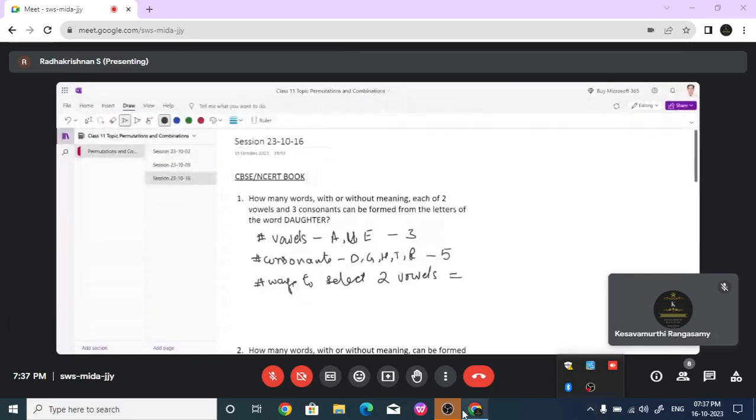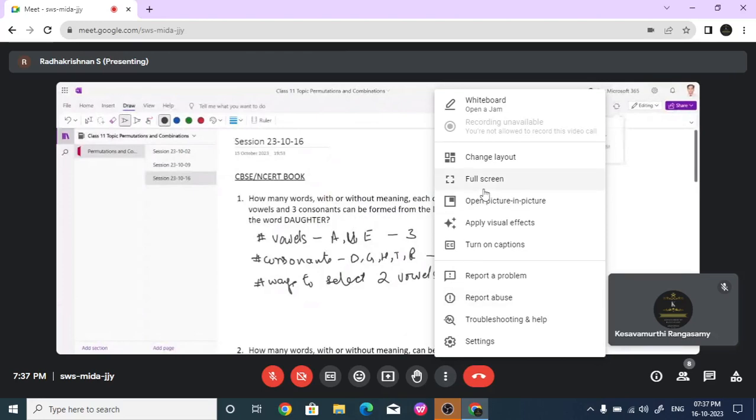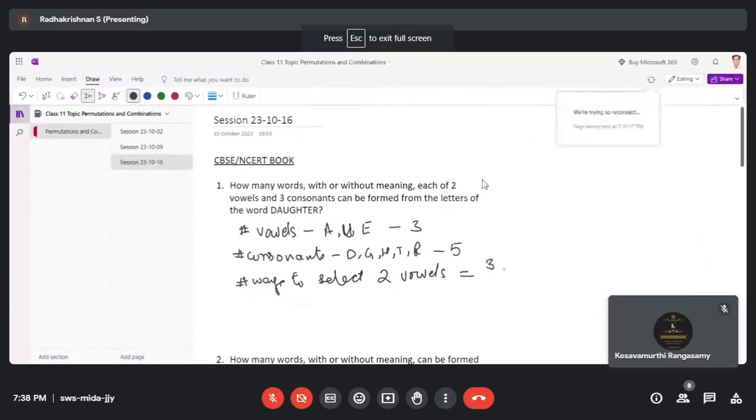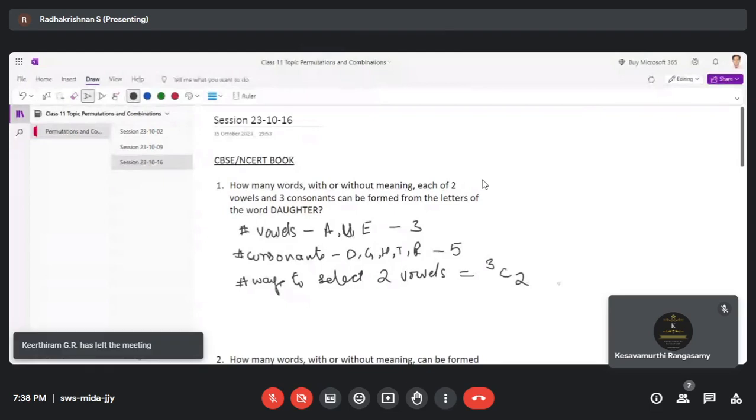Okay, without worrying about order, so we say basically you can select A and U, A and E, U and E. So those are the 3 ways in which you can select 2 vowels out of the 3.